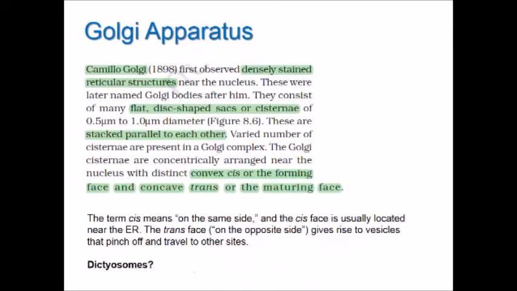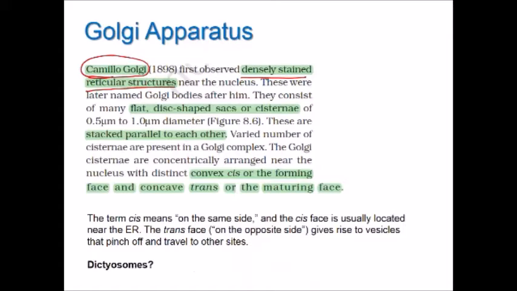So next one is Golgi body or Golgi apparatus. Golgi bodies were first observed by Camillo Golgi. And that is why the structure was named after him. He found some densely stained reticular structures, that is network-like structures, near the nucleus. And later these structures were named after the same scientist, Camillo Golgi.